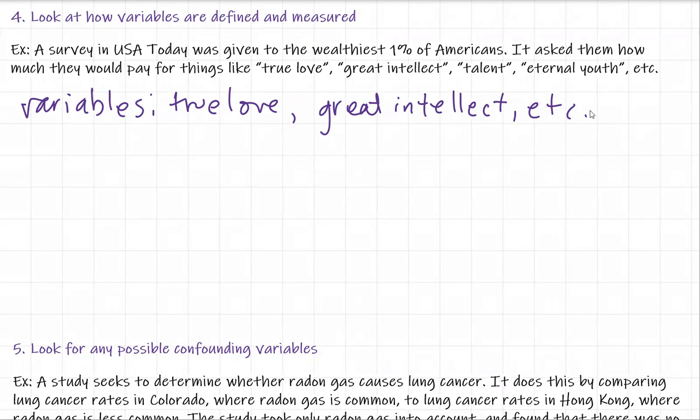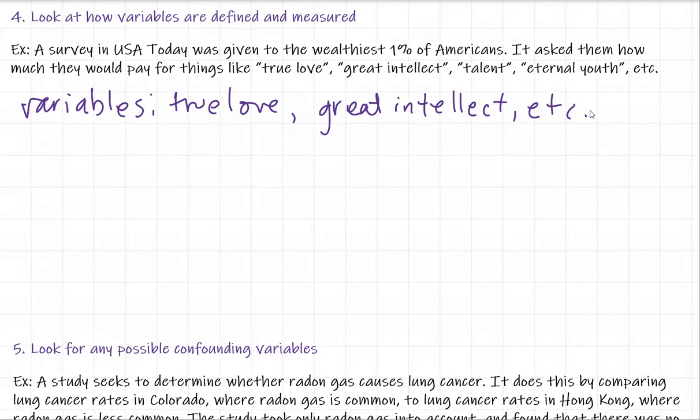And then even if you could, are you confident that your definition of, say, true love is going to be the same definition as your classmate or your best friend or someone in your family? Probably not, right? Someone might think true love is unconditional love. Someone else might think it's something else. Great intellect might mean someone has a PhD, and to someone else, it might be just a master's degree. Talent could be so many different things, right?